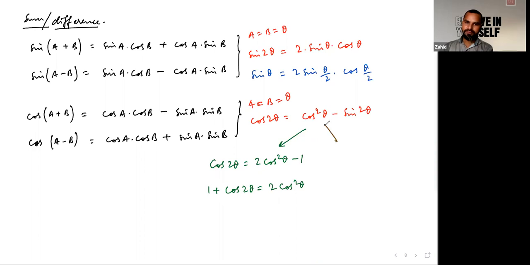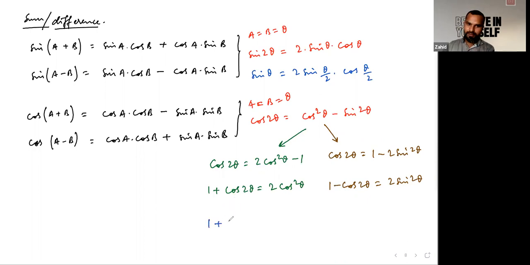Similarly, if you convert each term in terms of sine, you will get cos 2 theta is equal to 1 minus 2 times sine square theta. If you move 1 to the other side and the negative to the other side, you will get 1 minus cos 2 theta is equal to 2 times sine square theta. If you have 2 theta here, it will be theta. Similarly, in both these two parts, to get cos square theta, there should be plus 1. And to get sine square theta, there should be negative in between.